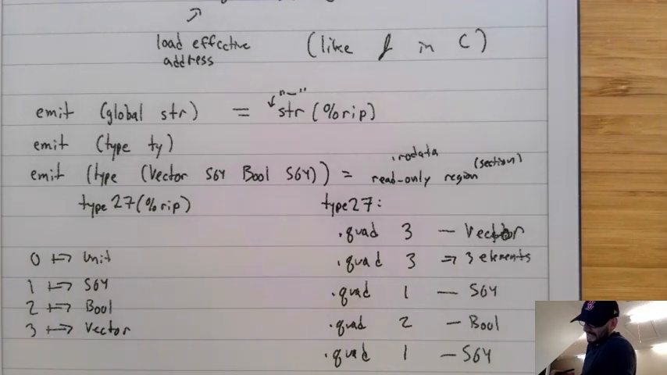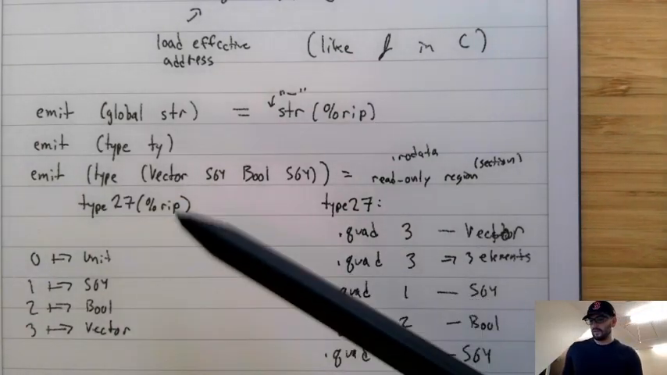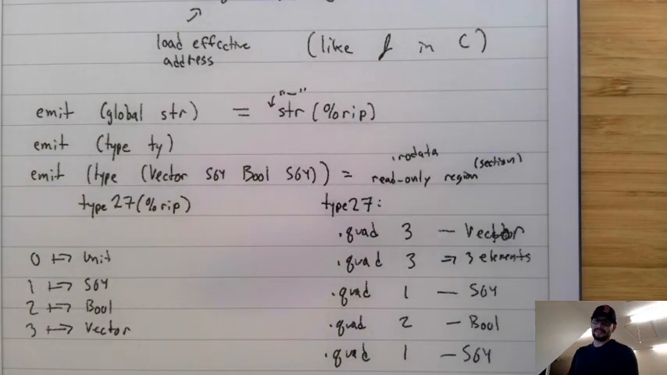Now, the best thing you should do is make it so that every type occurs only once. So if vector S64, bool, S64 occurs many times in your program, then you should only generate type 27 once. If you want to be lazy, you could generate one for each occurrence, but don't be a bad person. Don't do that.